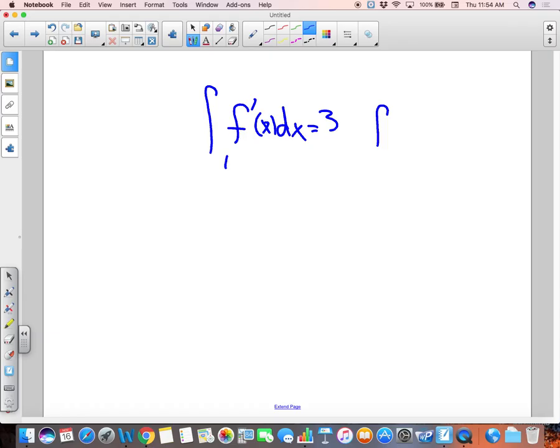Let's do from 1 to 3 is 3, and they'll give you that big F, not F prime, F of 3 is 1. Find F of 1. That's how they'll test part 1.